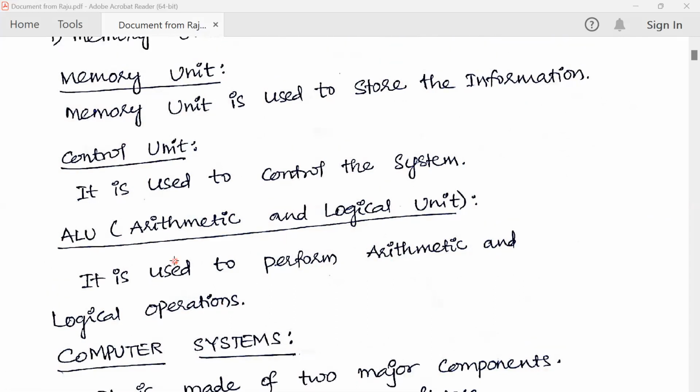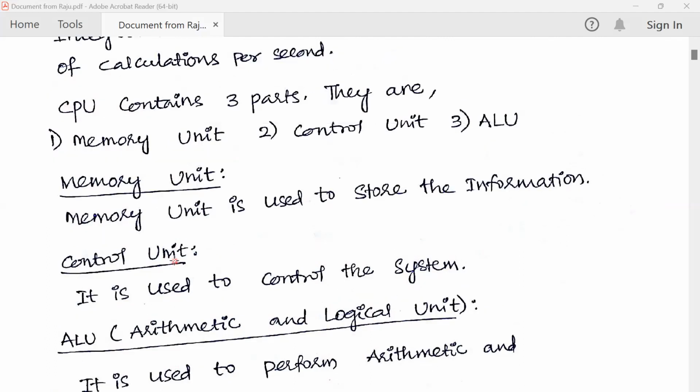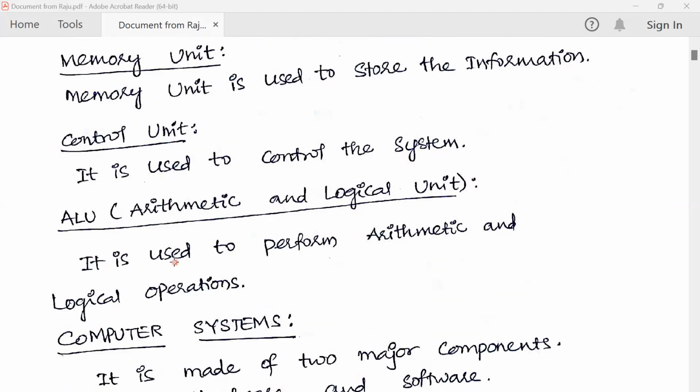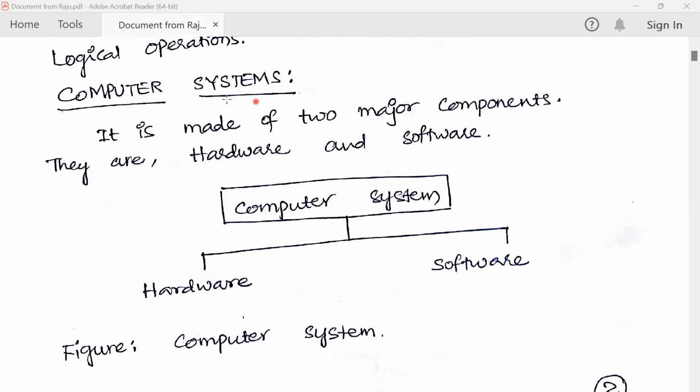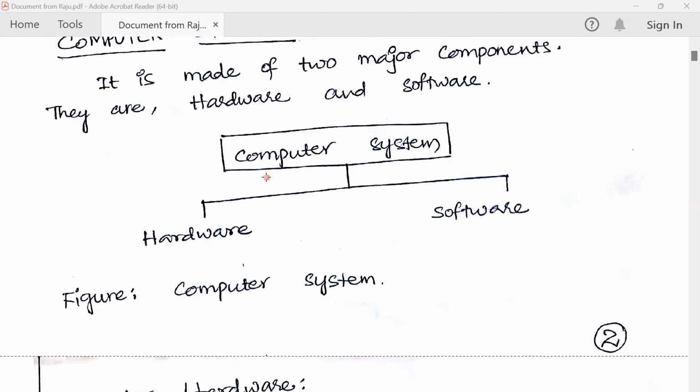Now this is called the block diagram of the computer. We discussed the input devices, the output devices, and even the CPU. Now we'll look into computer systems. A computer system can be made up of two parts. One is called hardware, and the second one is called software. This is called a computer system.